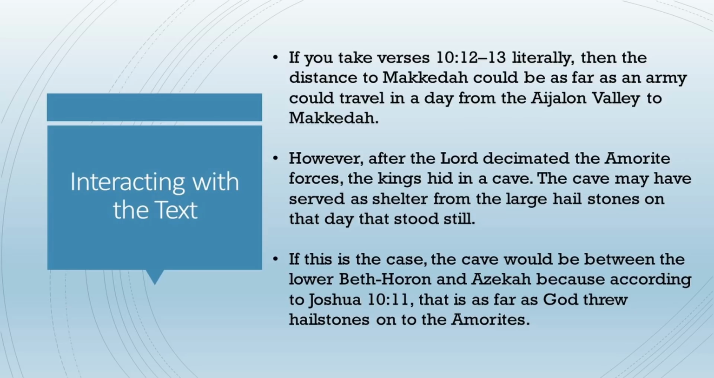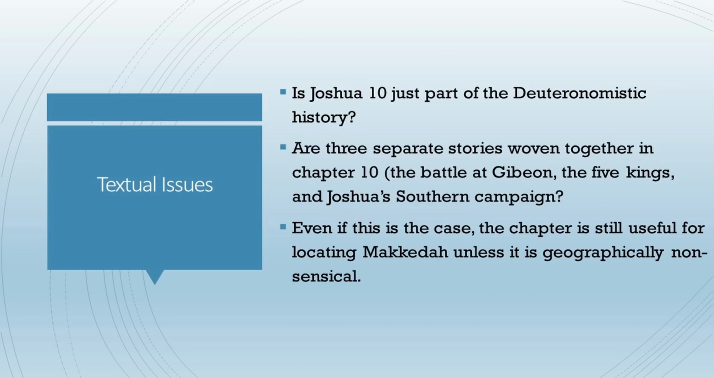I don't do a deep dive into this, but there are some textual issues. Is Joshua 10 part of the Deuteronomistic history? If you've heard of that, it's where Joshua is so much like Deuteronomy, and then Judges has such a different conquest account, so they theorized that there was one writer who compiled all three books. Is Joshua 10 made up of three separate stories? There are some reasons for that. I don't go into that because, as Dorsey would say, and I agree, even if this is the case, the chapter is still useful for locating Makkedah unless it is geographically nonsensical. And I think it is not.